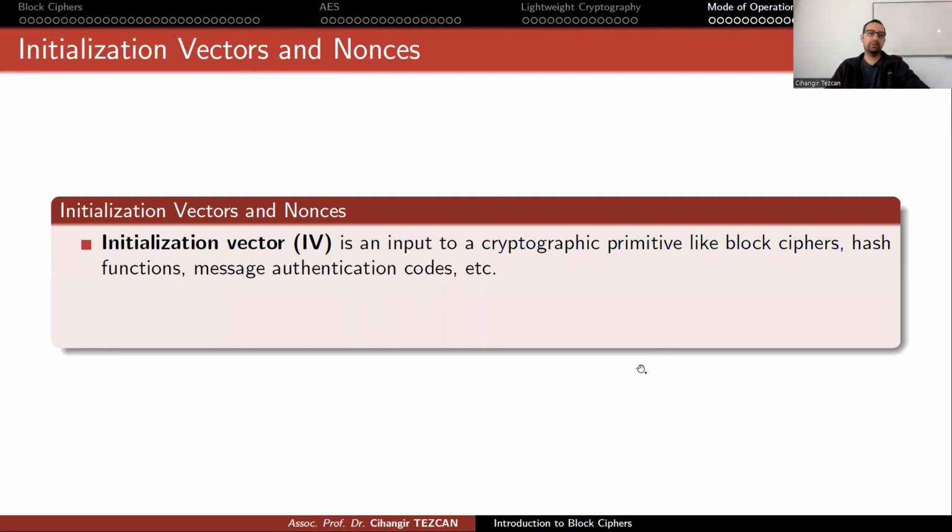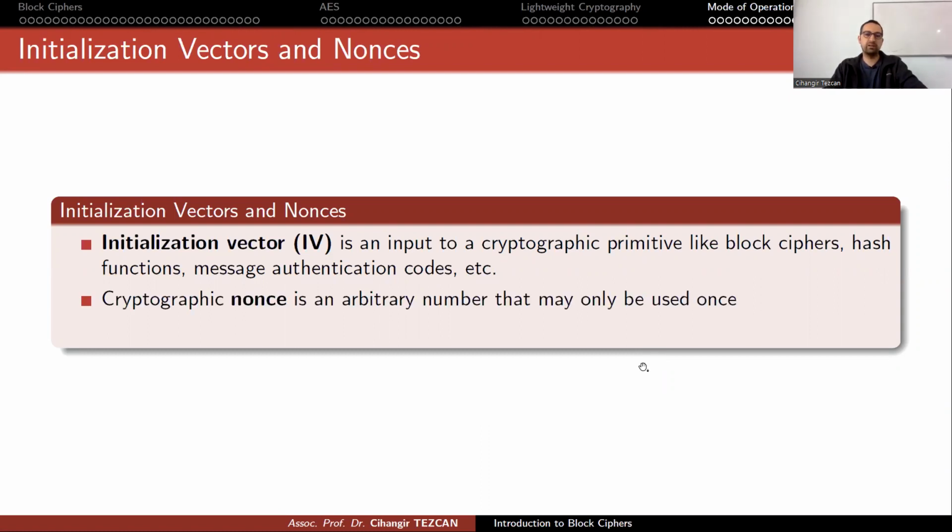So in all of these modes of operation, we use some words like initialization vector. This is an input to a cryptographic primitive like block ciphers, hash functions, message authentication codes, stream ciphers. And nonces are arbitrary numbers that may only be used once. This is very important. Sometimes these are used interchangeably. So in some scenarios, if you are using IV as a nonce, then IV should also be used only once. For instance, when we are using hash functions, for instance SHA-2, IV is fixed and you use the same IV all the time. So using the same IV there doesn't cause a problem.